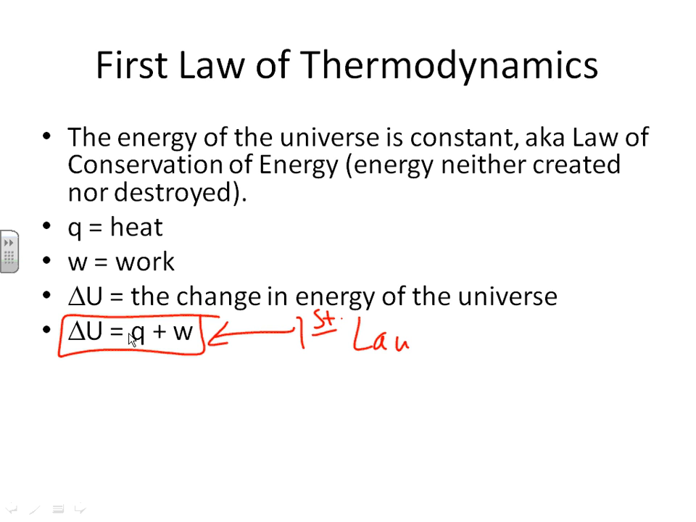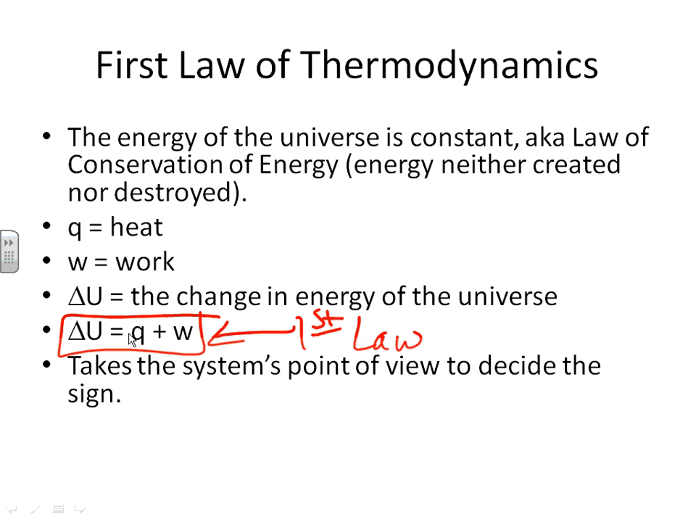If you were to write out the first law of thermodynamics in terms of a mathematical formula, this is what it would be written as. And whenever we're talking about any sort of ultimate change or transfer of energy, we always want to take the system's point of view. So you're always looking at the system. What changed for the system? Did the system do work or have work done on it? Did the system absorb heat or gain heat? So whenever we're looking at this, we're taking the system's point of view.